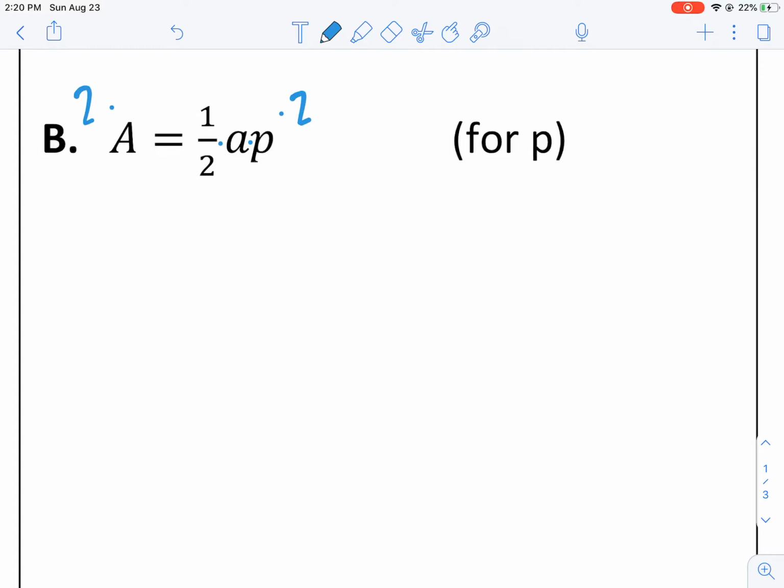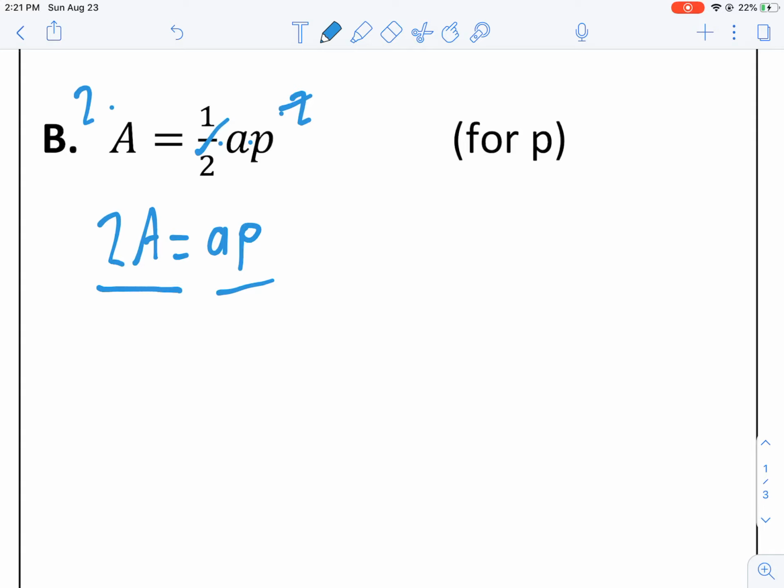So a half times 2 is 1, so these are going to go away. So we've got 2A equals lowercase a p. It's important to keep these two a's separate, because they're different things. One is the capital A, which I think stands for area, and the other one is the lowercase a, which stands for something else.